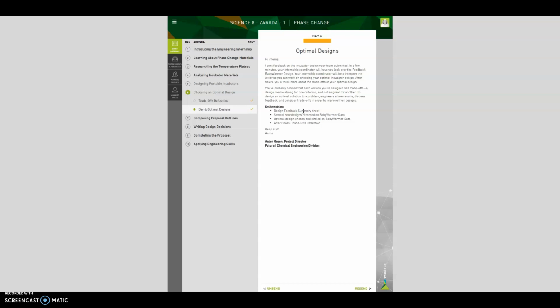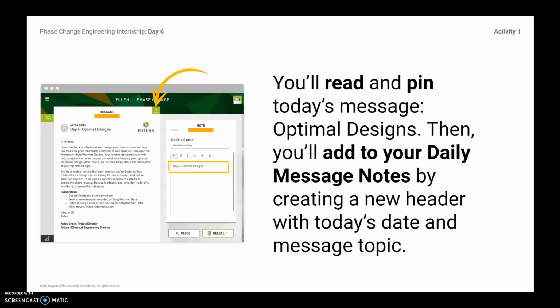To design an optimal solution to the problem, engineers share results, discuss feedback, and consider the trade-offs in order to improve their designs. So today you're going to do the design feedback summary sheet. You're going to use several new designs recorded in the baby warmer data, and then you are going to mark the optimal design chosen and circled on the baby warmer data. And then after hours, you will do your trade-off reflection. So keep at it. All right, we're going to hop back into our lesson. Pause the video here so you can send yourself that email so you remember what you need to complete today.